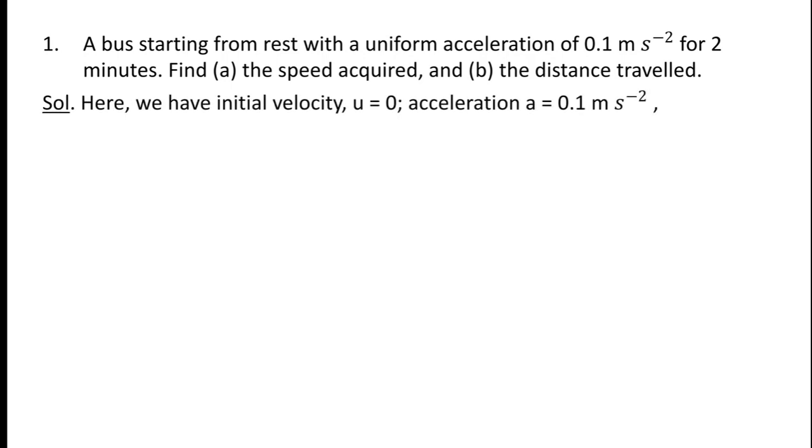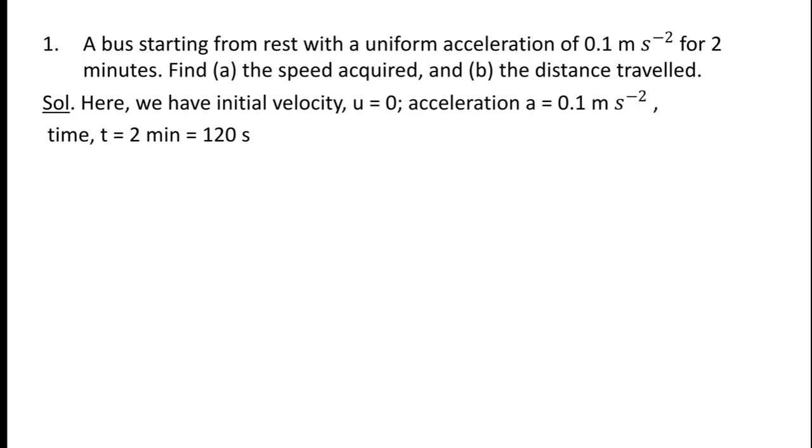Here we can see that the initial velocity is given. Why? Because the bus is starting from rest, hence initial velocity u is 0. Again, acceleration is given as 0.1 meter per second square and time is given as 2 minutes, that is 120 seconds. It means we have three known variables: initial velocity, acceleration and time, and we have to find the speed acquired, that is, the final velocity. So we have to search for that equation which contains final velocity, initial velocity, acceleration and time.